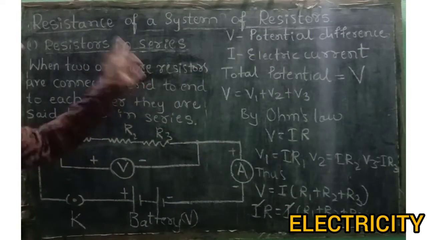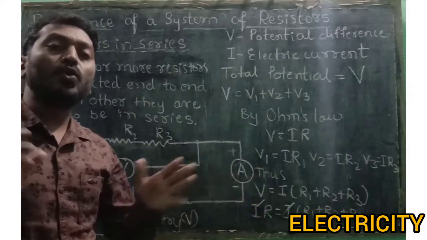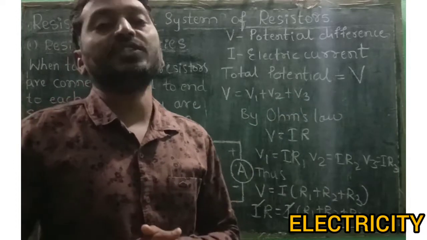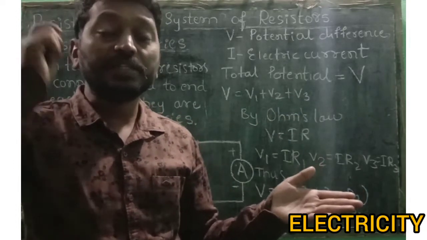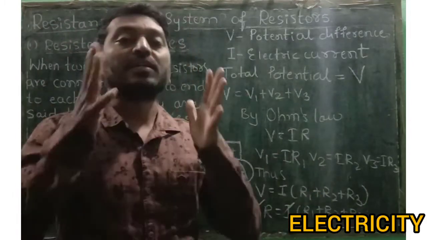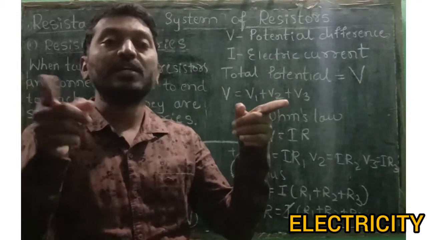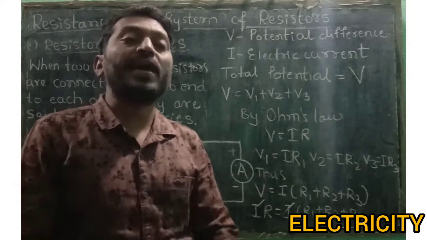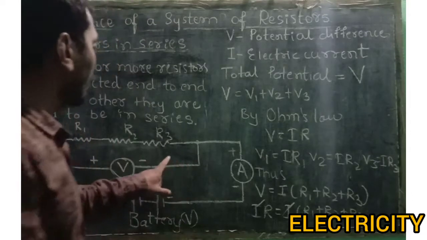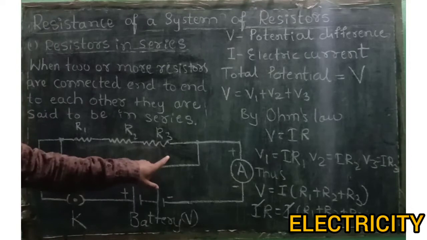So what are resistors in series? Dear students, when two or more resistors are connected end to end to each other, they are said to be in series. Two or more resistors connected between two end points, that combination is called resistors in series combination, right? So this is the schematic diagram of resistors in series combination.